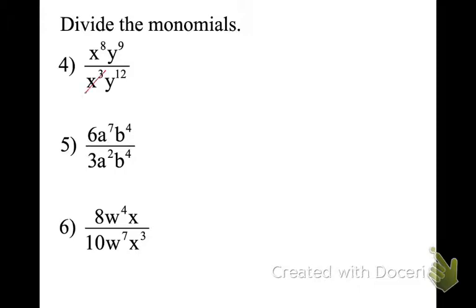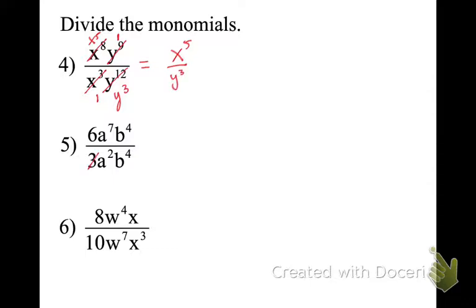Okay, we can take 3 out here, and I'm left with 1, and I can take 3 out here, and I'm left with x to the 5th. The greatest amount of y's we can take is 9 of them. I'm left with 1. When I take 9 out here, I'm left with y to the 3rd. Multiply across, we get x to the 5th over y to the 3rd.